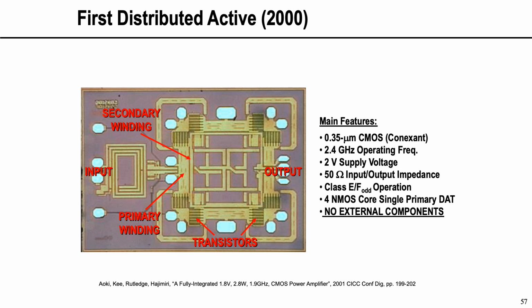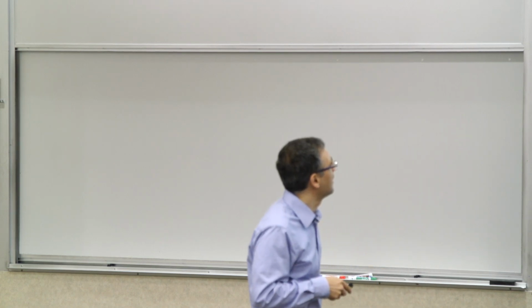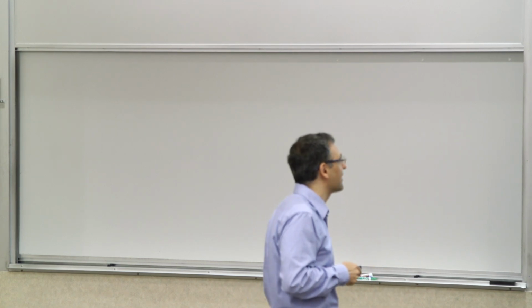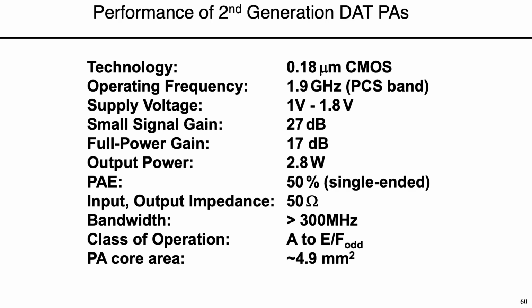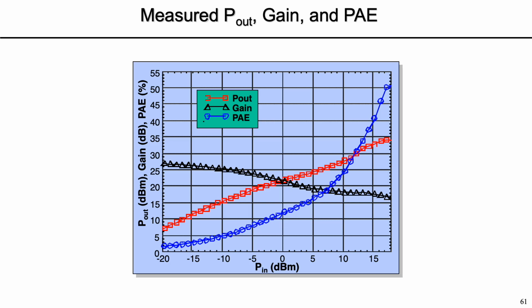And then there are some variations that happen later. So this is another example of the distributed active transformer. It's not very clear on this picture, but anyway, it's another kind of DAT structure that produces, again, 2.8 watts that came from the example that I gave.